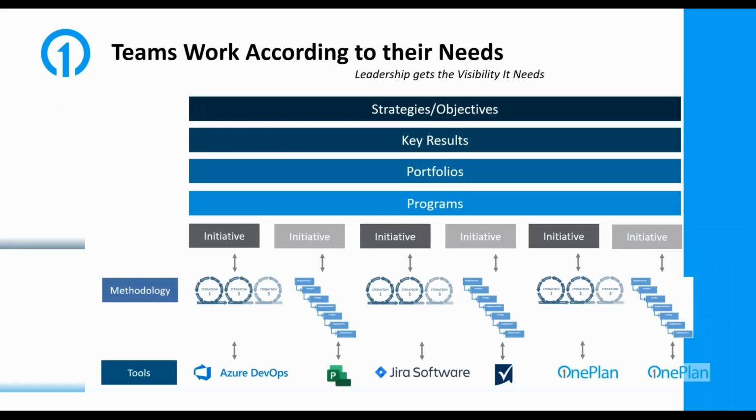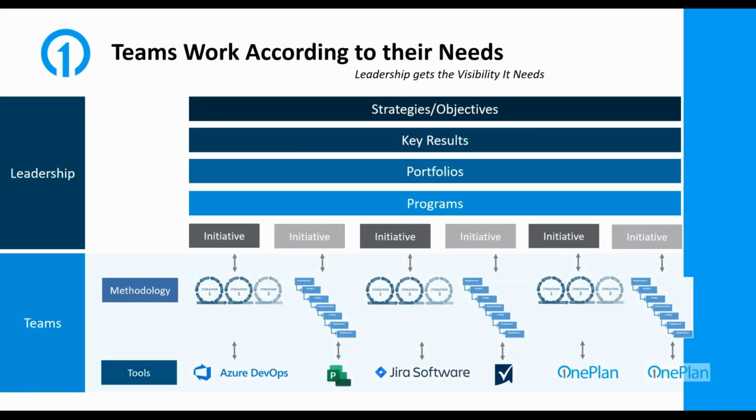Teams work according to their needs. OnePlan absolutely supports this aggressively. We give leadership what it needs, but we also enable each team to work in the tool set that it chooses to work in. And we'll talk about how we achieve that in another slide. But the short of this is we recognize that there is an agile methodology, there is a waterfall methodology, there are unknown methodologies, but they all need to be unified to drive toward the future that leadership wants. And in the case of OnePlan, we provide exactly that mechanism.